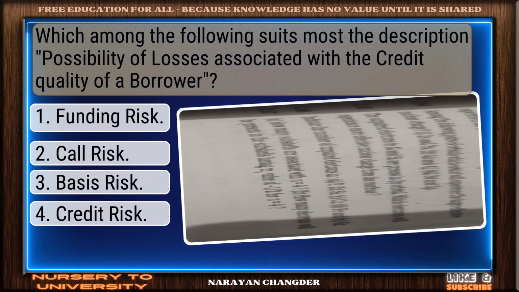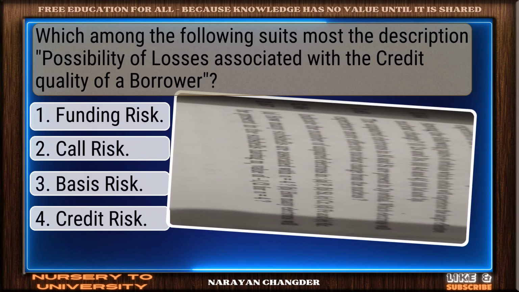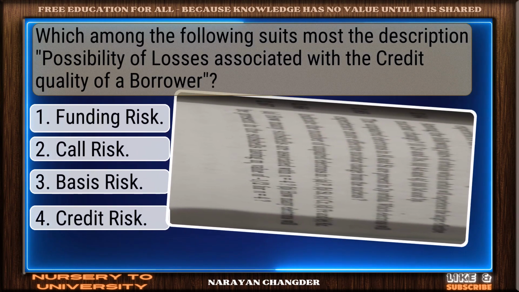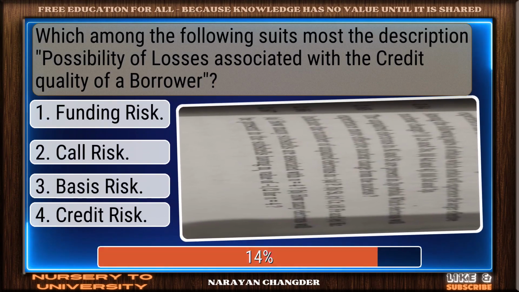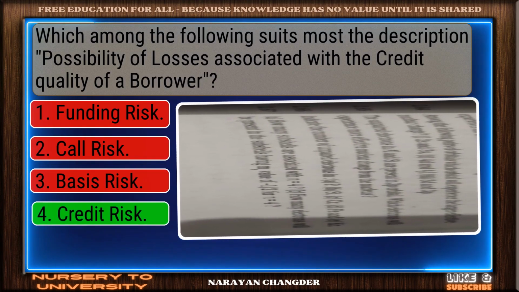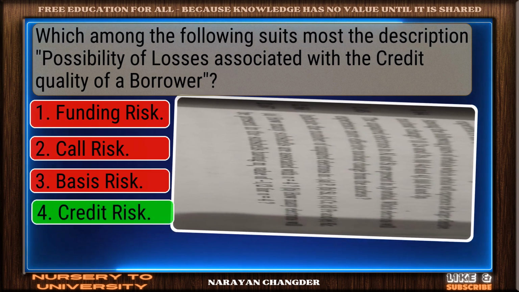Which among the following suits most the description? Possibility of losses associated with the credit quality of a borrower. You're right. Credit risk is the correct answer.